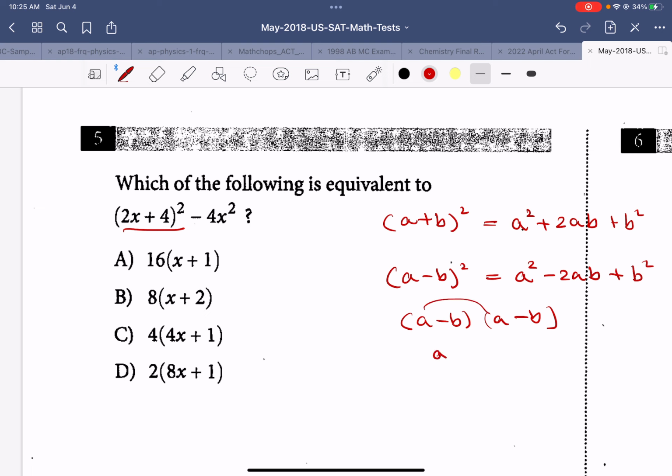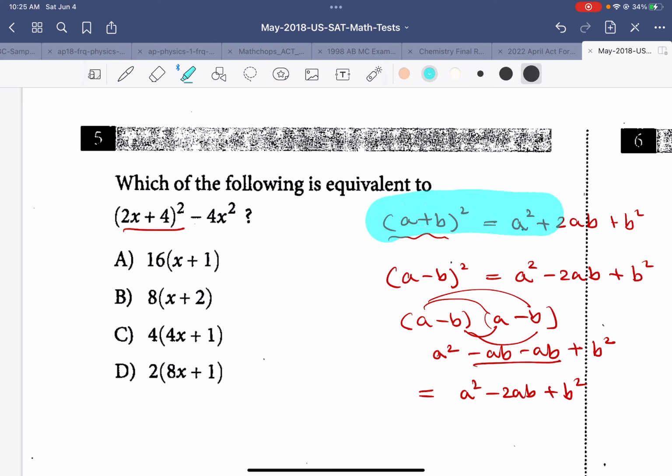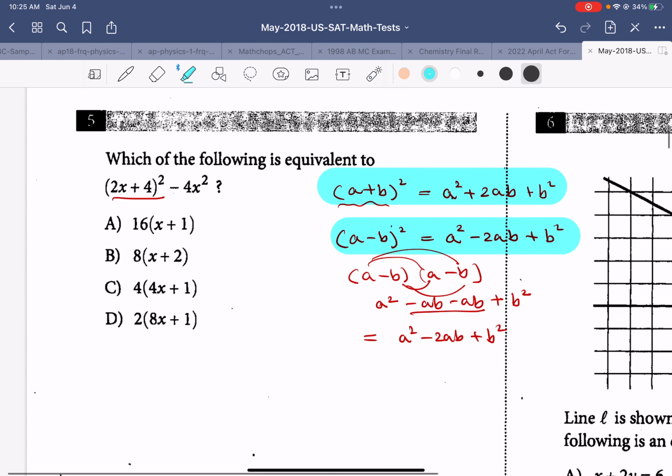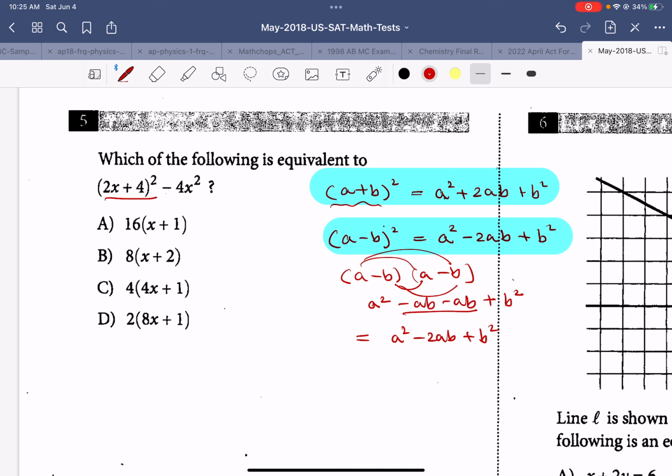So a times a is a squared, a times negative b is minus ab, and negative b times a is minus ab again, and negative b times negative b is plus b squared. So when you collect like terms, that would be a squared minus 2ab plus b squared. Similarly, you can also prove the other one. It's good to memorize these two formulas. Then you can save a lot of time. So come back to the problem.